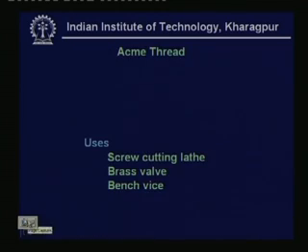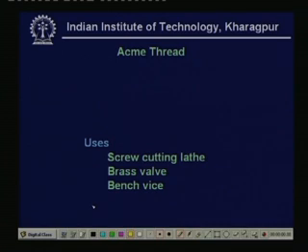Then comes the Acme thread. Now, the square threads have the advantage that the efficiency is more, that is, the frictional loss is less, but they have the disadvantage that the root strength is very low. As you have seen, half of the root takes the load, P by 2 only, the distance is P by 2, the other half is empty. Therefore, the load carrying capacity of a square thread is quite small.